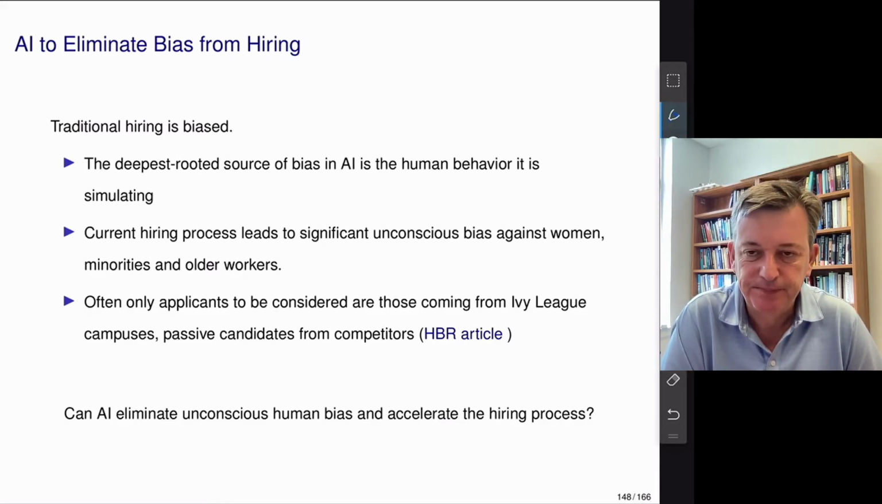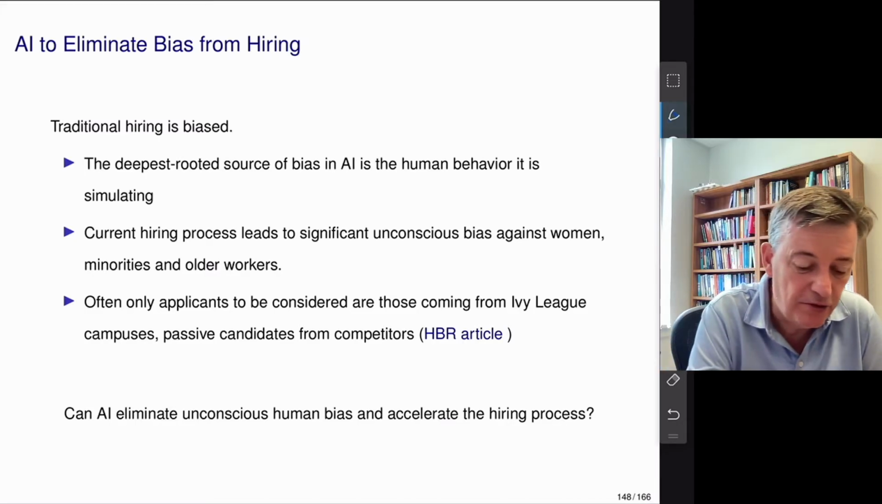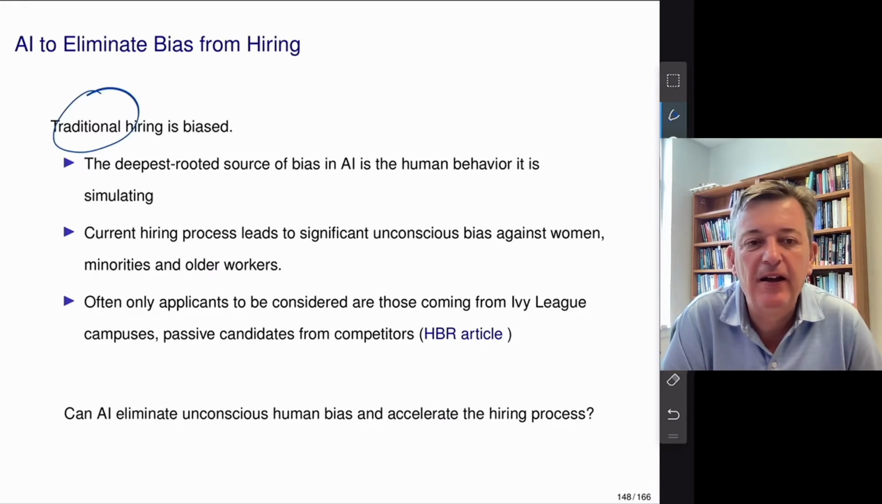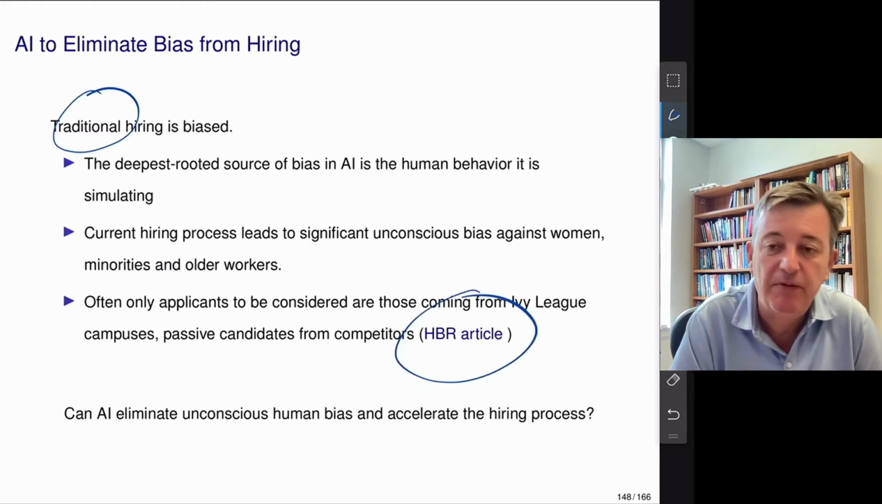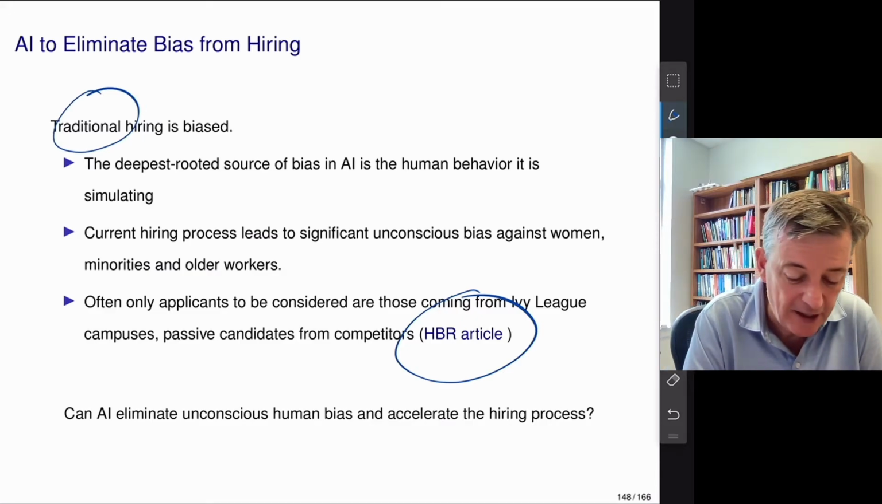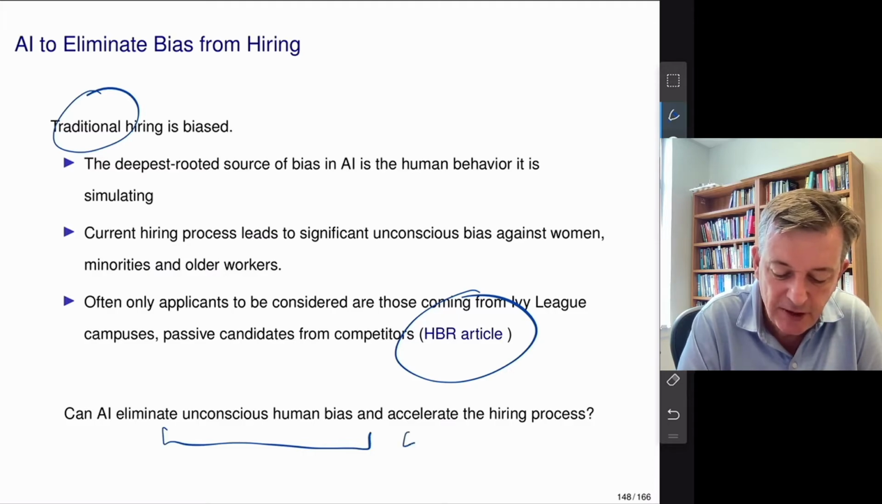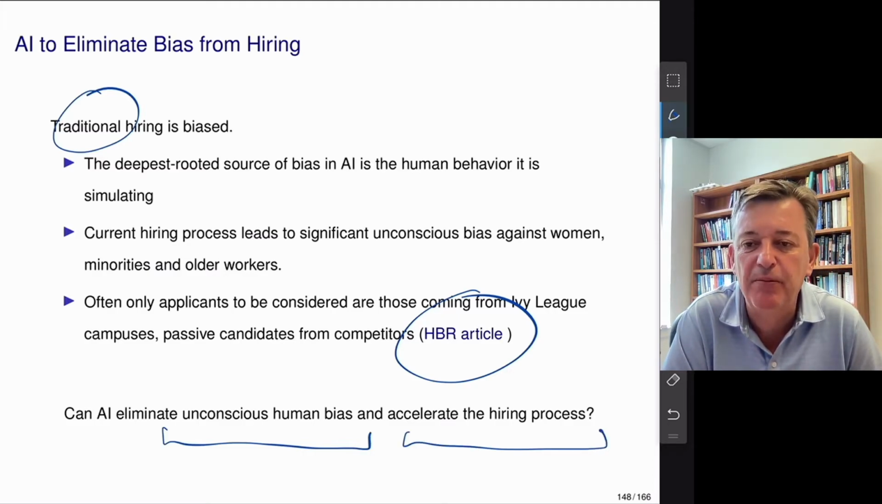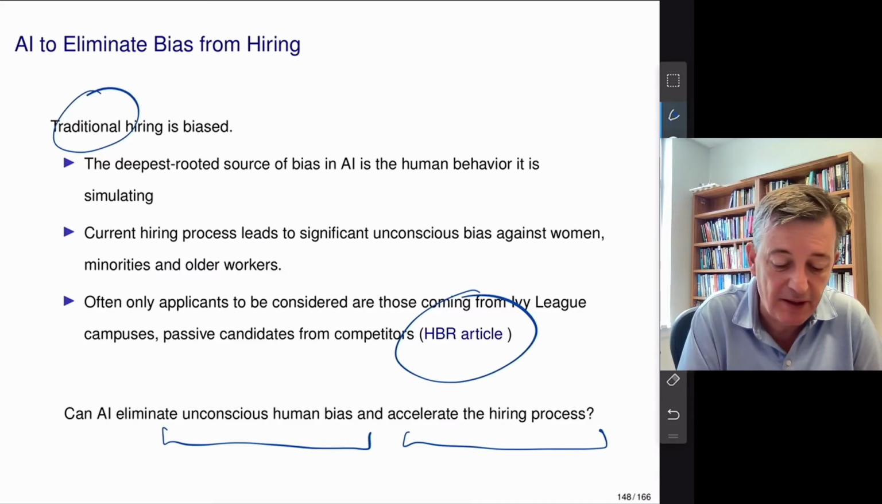So, for example, hiring, an HR decision, is a tough decision, and there's sort of two sides of the coin. On the one hand, you could argue that traditional hiring is biased, and you'd want to make it more transparent and more open. People have talked about that. There's a nice Harvard Business Review article. And so a simple question is, can AI eliminate unconscious human bias and accelerate the hiring process and get better matching between people and companies?